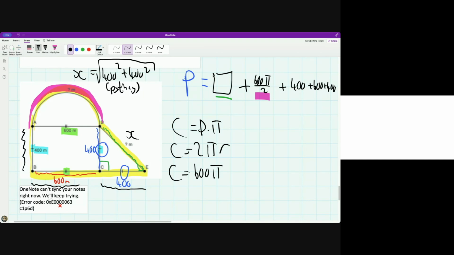Anyone? I can do it myself too. So 400 squared, well, let's go square root of 400 squared plus 400. All right. What is everyone getting? Are you getting 565.69?